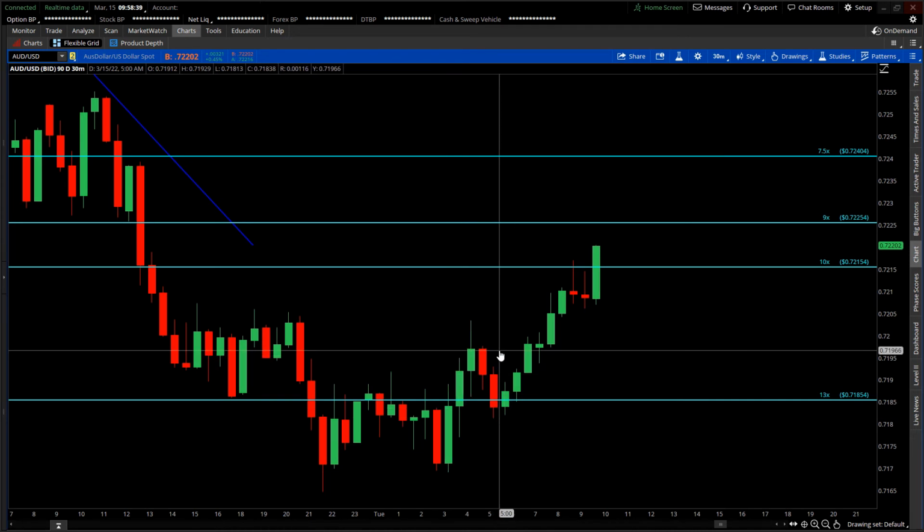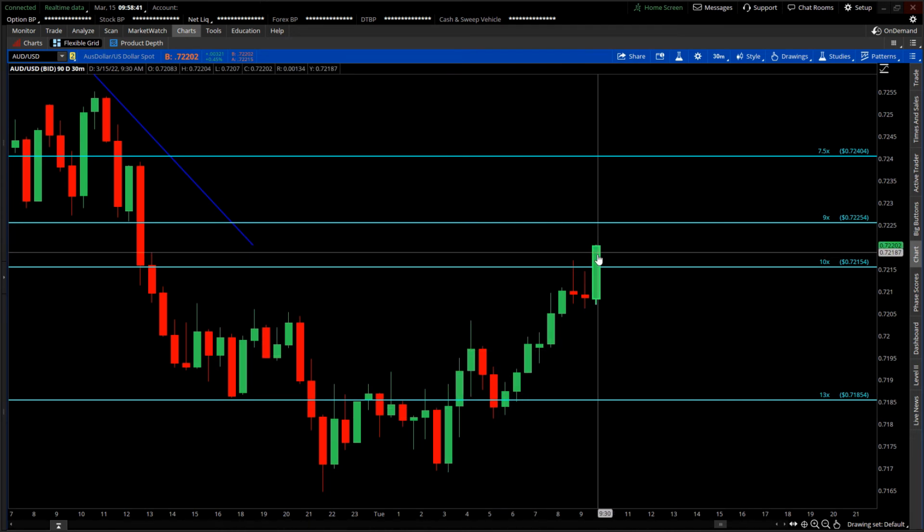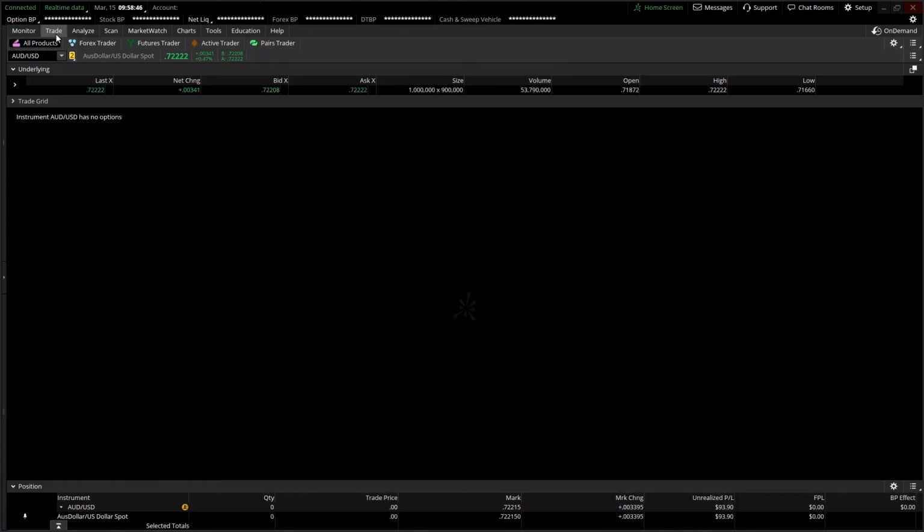Okay, so the alarm just got triggered and I was just stopped out. If I click on the trade tab, the trade was a win of $93.90. So I have a zero position and I am officially out of this trade.